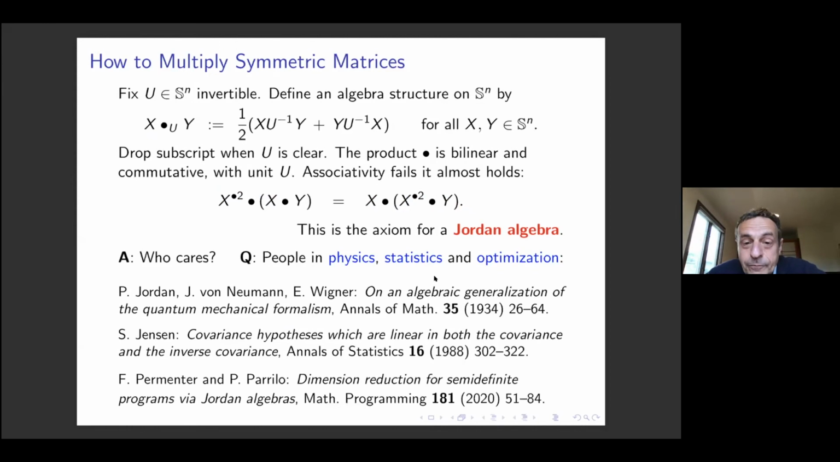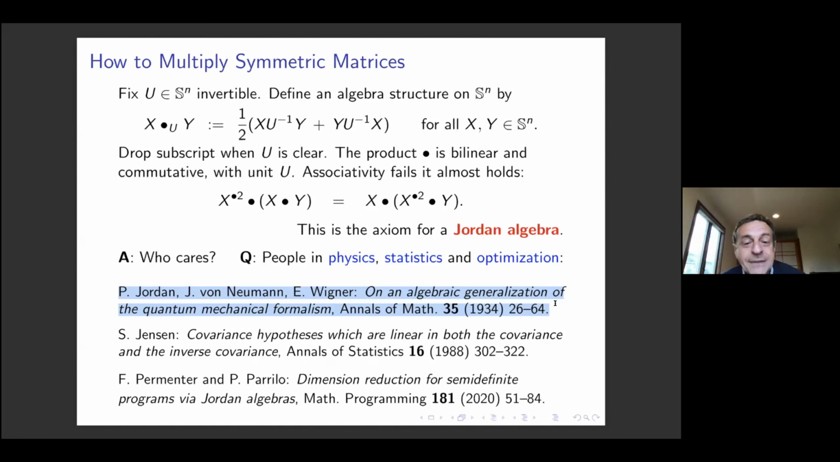people do. People in physics do, people in statistics do, and people in optimization do. Here are just some references. Back in the 30s, when the mathematical foundations of quantum mechanics were laid, Jordan, von Neumann, and Wigner published a joint paper where they introduced Jordan algebras. So Jordan algebras were introduced in 1934 in this paper on the algebraic generalization of the quantum mechanical formulas.